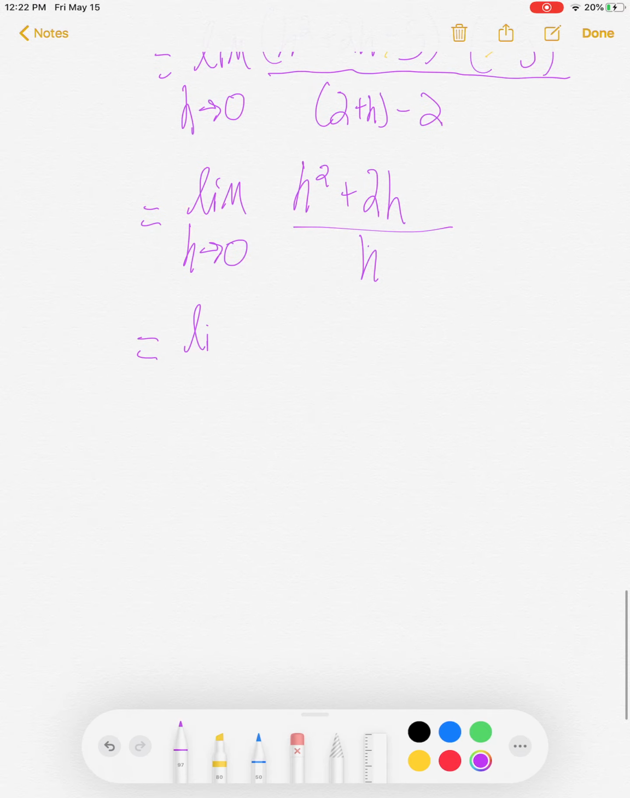Again, this is going to simplify to the limit as h approaches 0 of h plus 2. I've got these h's all over the place, so they're canceling. And this limit is just equal to 2, because again, we can just plug in h equals 0 here.